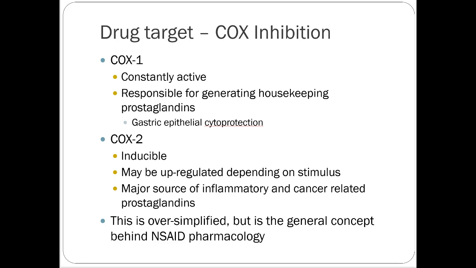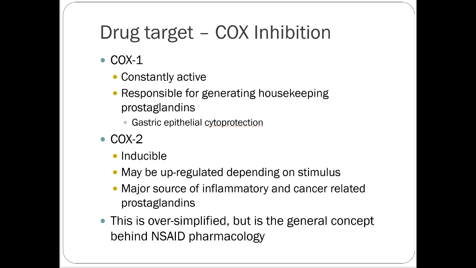And so if you decrease the ability of your body to have these housekeeping enzymes available, you can end up with a situation that puts your GI at risk for a possible bleed. We'll get to that more later, but that's just an example of how NSAIDs maybe have some collateral damage. It's not really related to their analgesic effect. COX-2 is the inducible enzyme, and it's likely going to be upregulated during various stimuli, and it's a major source of inflammation and cancer-related prostaglandins.